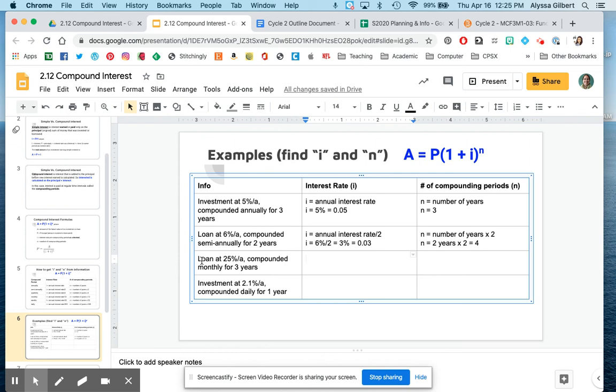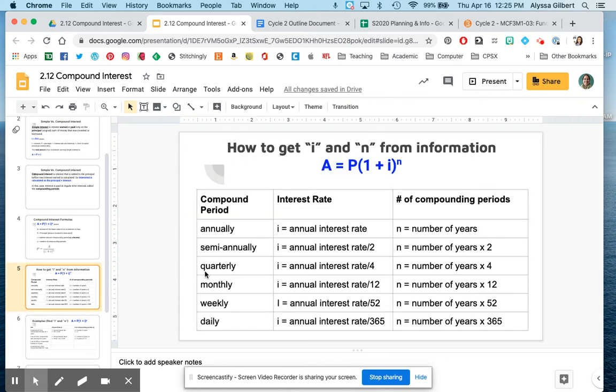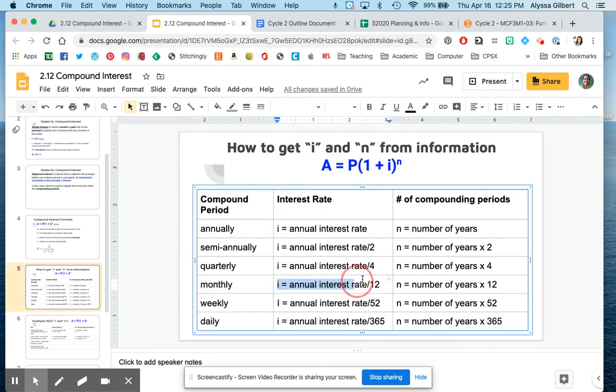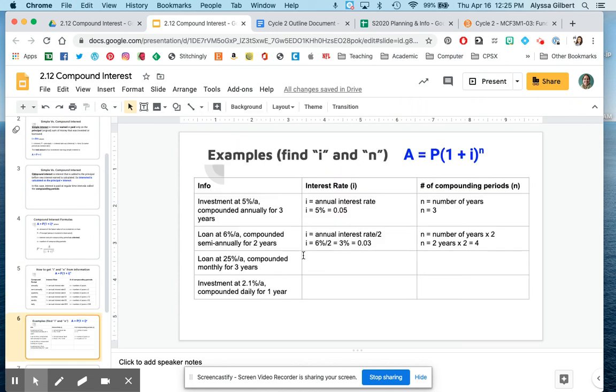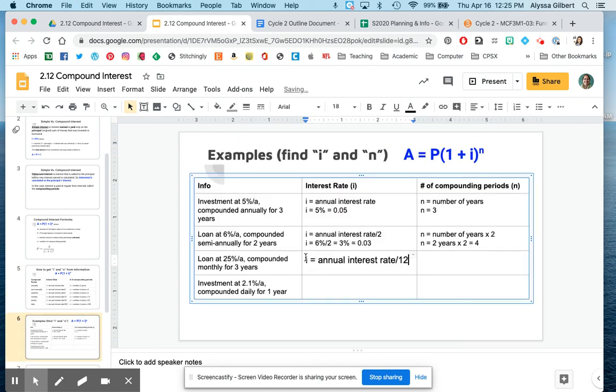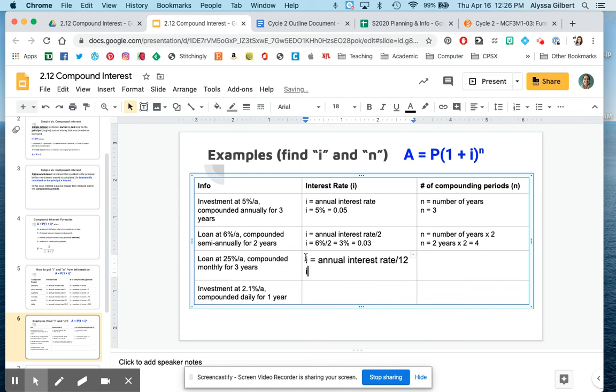Okay, loan. This is like a credit card. Loan at 25% per year, compounded monthly for 3 years. Okay, monthly. Let's go to monthly. So for monthly, remember, you're going to divide the interest rate by the number of compounding periods per year.